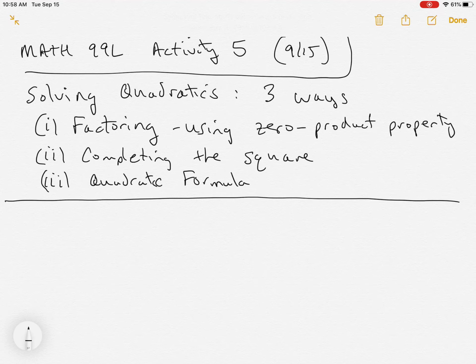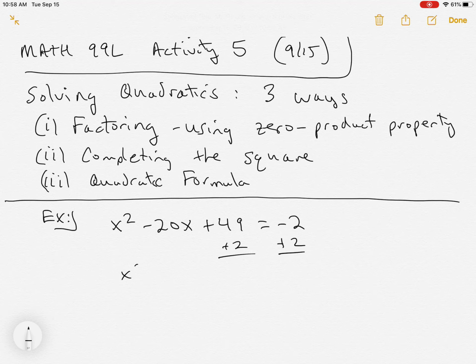Okay, so let's just take an example and go through these three and then do some practice. All right, so here's our example. We're solving the quadratic x squared minus 20x plus 49 equals minus 2. Your first step should always be to set everything equal to 0. So I'm going to add 2 to both sides. So now I have x squared minus 20x plus 51 equals 0.